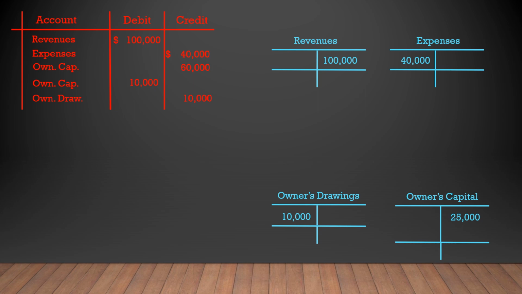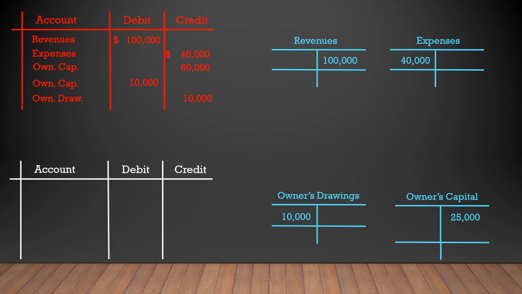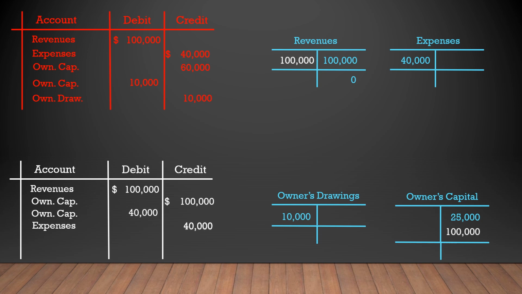Allow me to show you one such alternative entry in the bottom left corner of your screen. I've included the previous closing entry in red so you can observe how this one is different, yet it yields the same result. Under this method, you could close out your revenues and expenses separately. Here, we debit revenues for its balance and credit owner's capital. Next, we credit expenses for its balance and debit owner's capital.